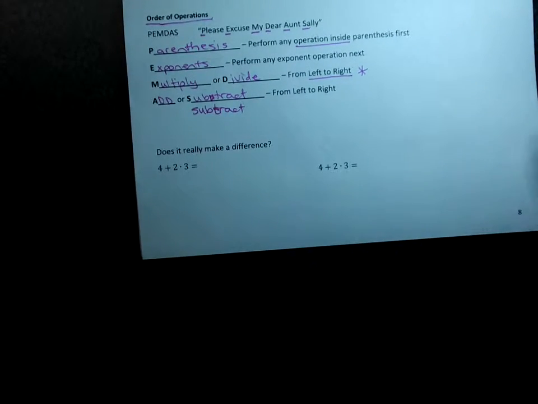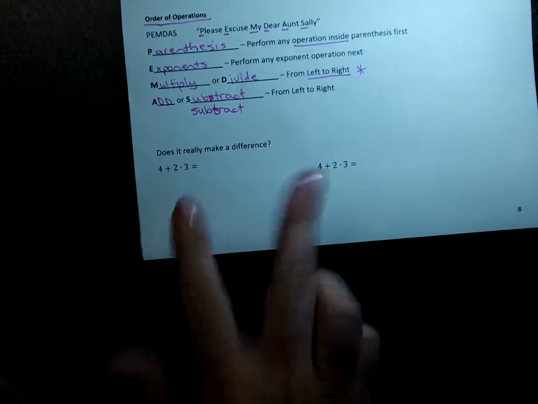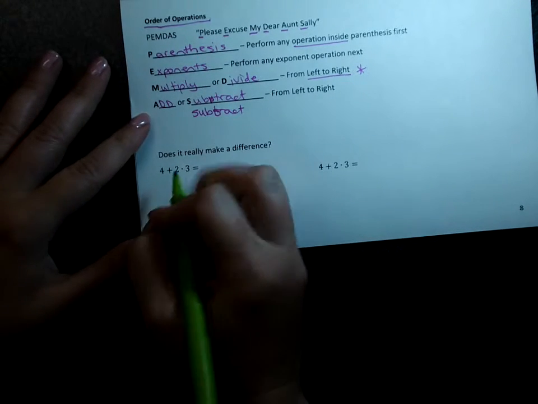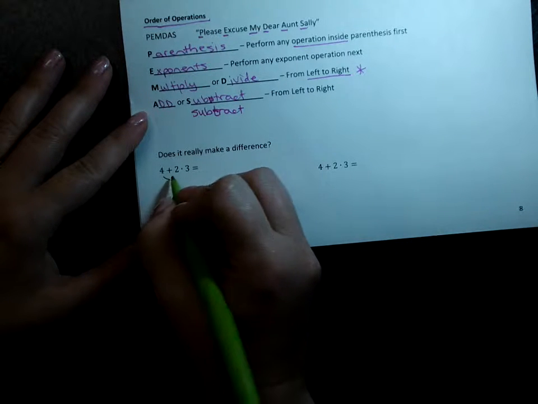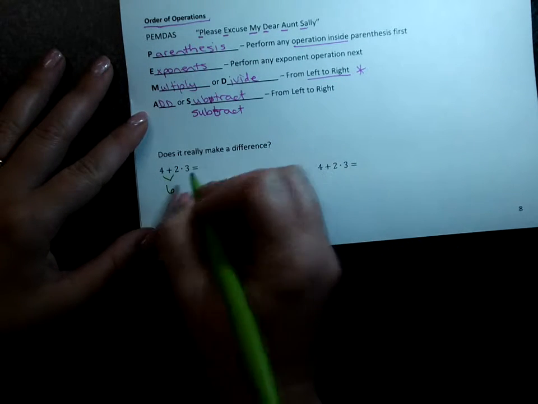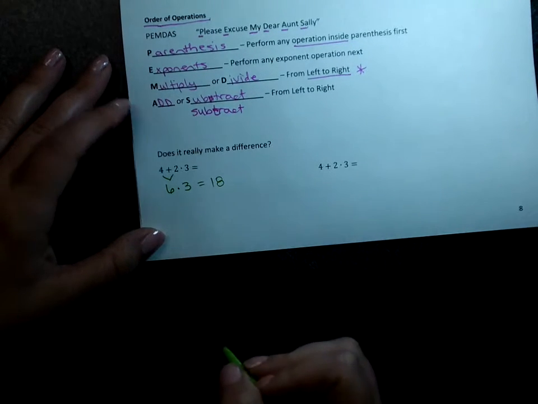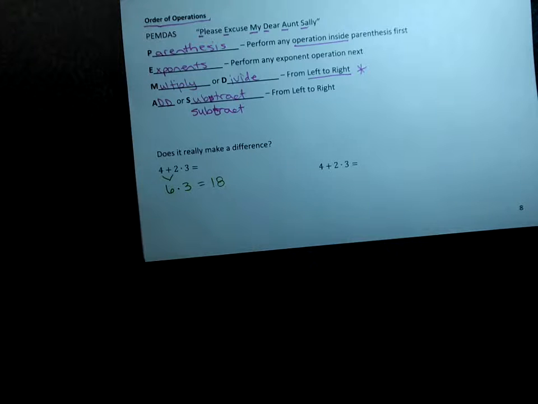So when I was a student, I was like, does it really make a difference? Isn't the math the math, and that's all there is? So I just have a quick example of, yes, it really does make a difference. Here, if I just work from left to right, if I do 4 plus 2, I get 6. And then if I multiply by 3, I get 18. I've done every operation correctly. I didn't do anything wrong. I worked from left to right.